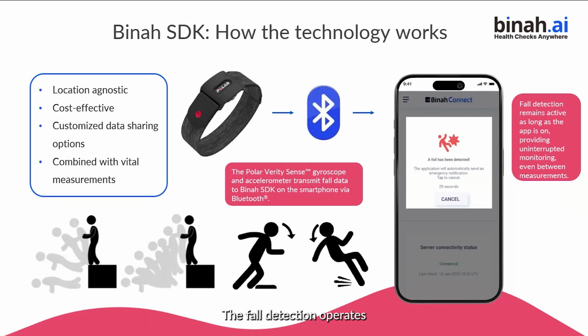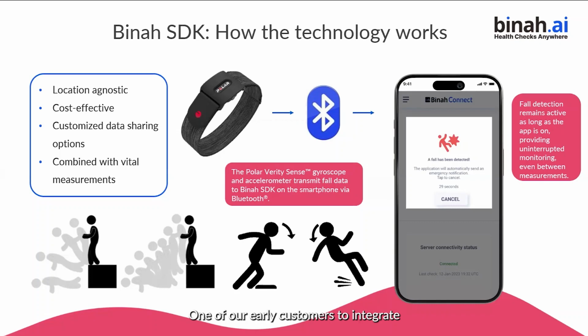The fall detection operates similarly to our continuous vital signs measurement checks. Once a connection is established between the wearable and the phone, the additional sensor signals of the gyroscope and accelerometer are sent to the user's mobile device. Then, the app processes and monitors the incoming signals and triggers a fall alert every time a fall is detected.